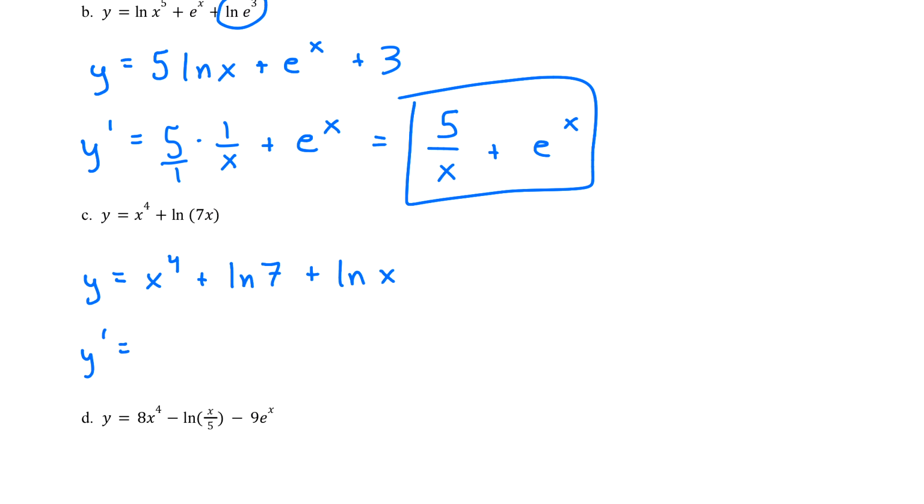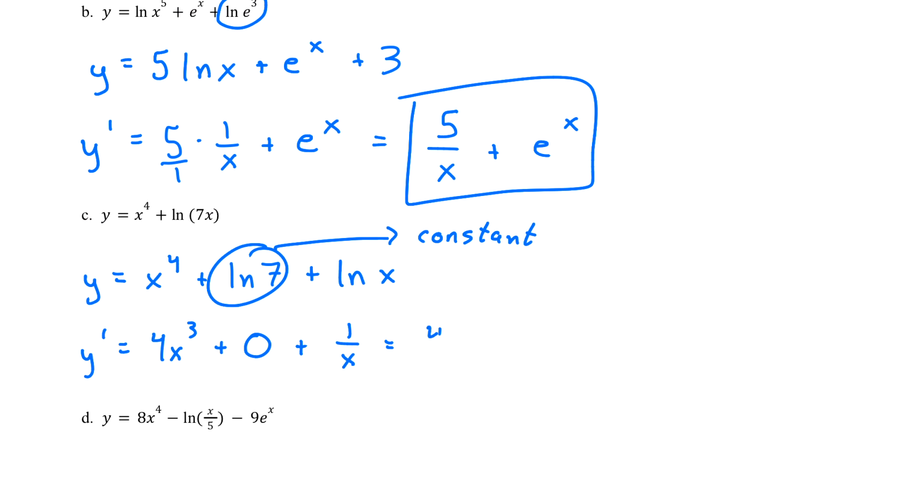So y prime, x to the fourth, well, that's going to be 4x to the third power. Derivative of natural log of 7. Be careful here because we don't have an x. Natural log of 7, this guy right here, that's actually a constant. You can type that into your calculator and see what that is. It's going to be some ugly looking decimal, but it's going to be a constant, and I know that the derivative of any constant is 0. Plus, for my last term, derivative of natural log of x is 1 over x. So this is really 4x cubed plus 1 over x. And there is my derivative.